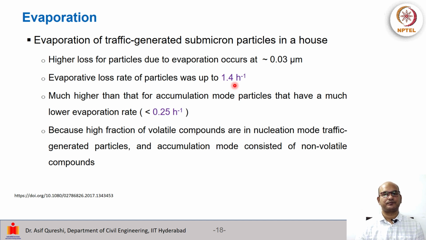Now this evaporative loss was much higher than for the accumulation mode particles, which had a much lower evaporation rate, about 0.25. So it's almost 5 times lower. And this was, again, as we mentioned earlier, because we had a high fraction of volatile organic compounds in the nucleation mode in these traffic generated submicron particles, and the non-volatile compounds were more in the accumulation mode. Therefore, we had more volatilization loss for these smaller particles.